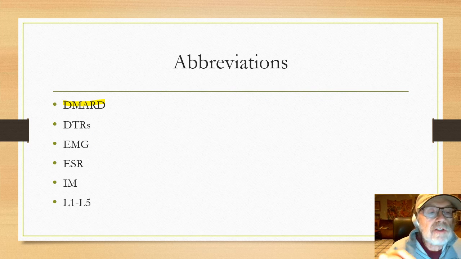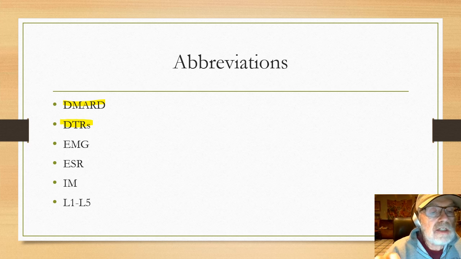DMARD stands for disease-modifying anti-rheumatic drugs. Things like anti-inflammatories, corticosteroids, and stuff like that are all called DMARDs, because what they do is they modify the inflammatory process that we see in things like rheumatoid arthritis. So I call them DMARDs.